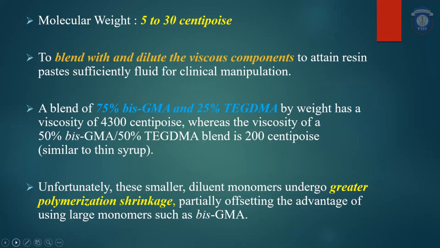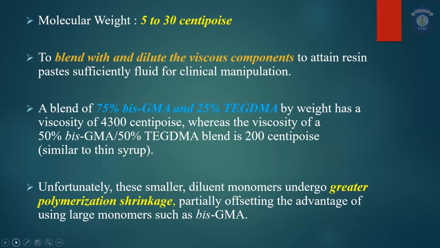So to blend with and to dilute the viscous components, and to attain a resin paste sufficiently fluid for clinical manipulation, these diluent monomers decrease the viscosity and make the manipulation easier. Okay, so you can see that a blend of 75% BIS-DMA and 25% TEC-DMA has a viscosity of 4,300 centipoise, but as we take a 50-50 ratio, there is a drastic decrease in the viscosity, to 200 centipoise.